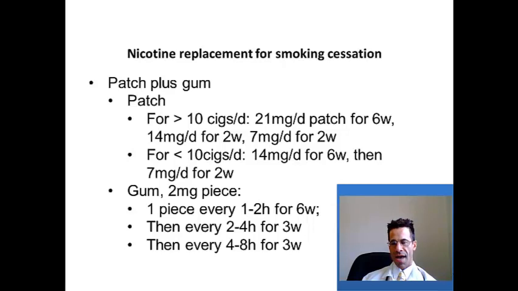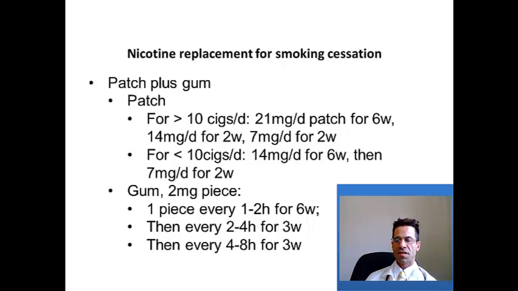In addition, the patch can also be done alone as well as gum alone, but the combination has been shown to be even more effective in the literature. The gum that I recommend is a 2 milligram piece. These are for patients who are smoking less than 25 cigarettes a day. For more than 25 cigarettes a day, you could try the 4 milligram piece. So the patient should chew one piece of gum every 1 to 2 hours for 6 weeks. And it's important to use at least 9 pieces of gum every 24 hours for the first 6 weeks.